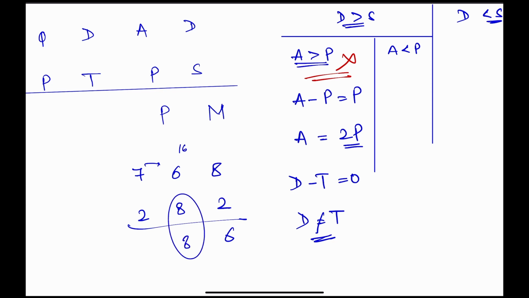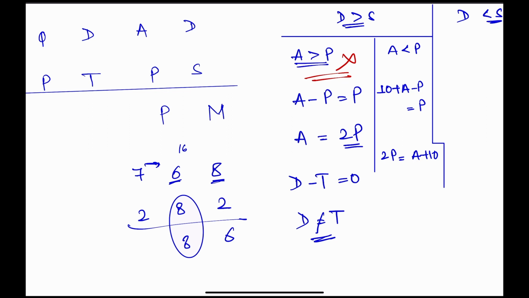Can you see the same similarity over here? Here d is again greater than s. This is also proving. And the second thing is a is less than p. So in this case, what is happening? 10 is coming. So what I can say, 10 plus a minus p equal to p. So I can say 2p equal to a plus 10.